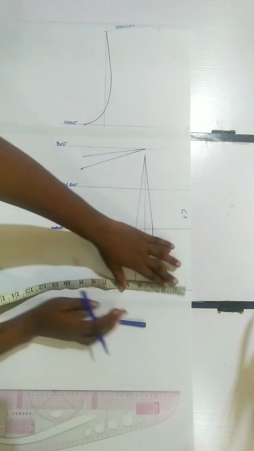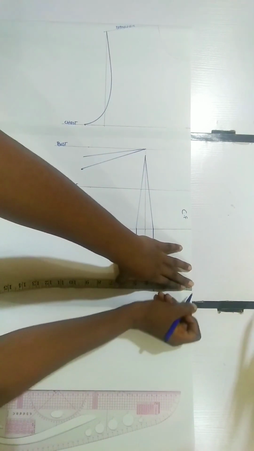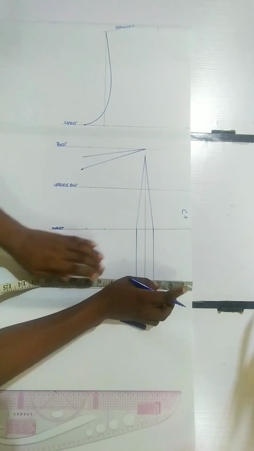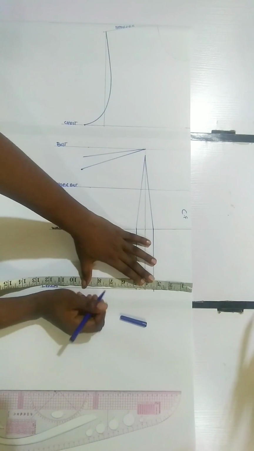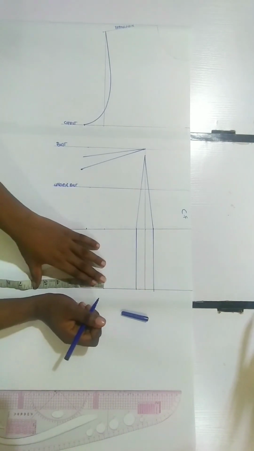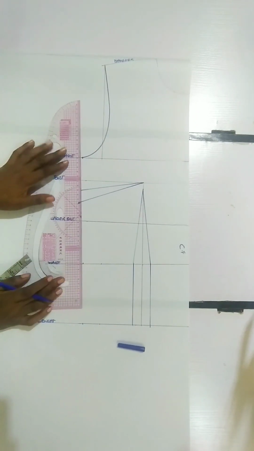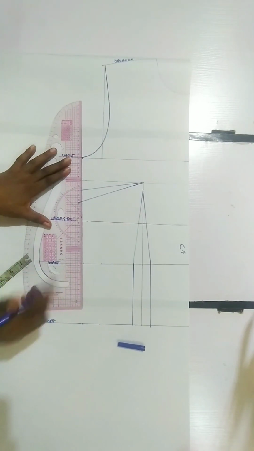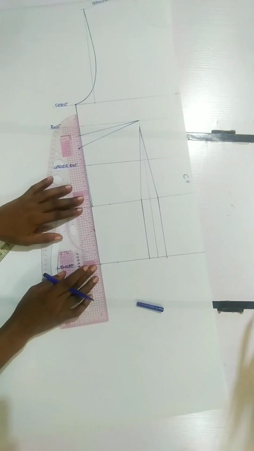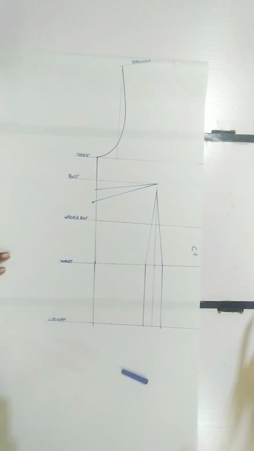Then on the length, I'm going to take the same waistline, because this is going to actually have a basque effect. So I'm just going to take the same measurement I took on the waistline. All right, I'm going to replace the dart as well. So I'm going to go ahead now and connect like so. All right, so this is what we have.